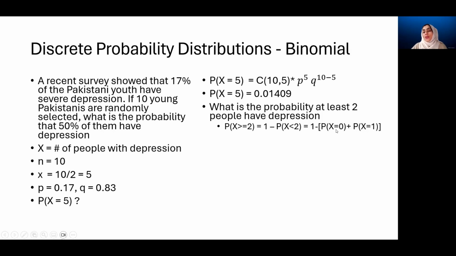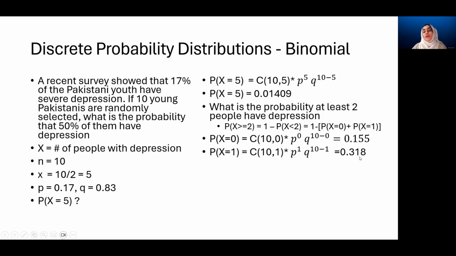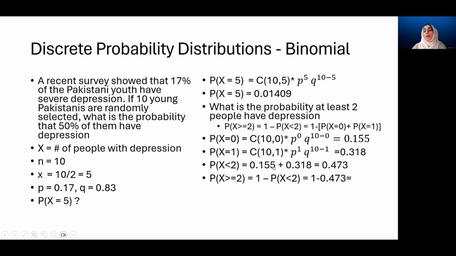So here you see we need to find 2 probabilities: P of X equal to 0 and P of X equal to 1. P of X equal to 0 comes out to be 0.155, and P of X equal to 1 comes out to be 0.318. We add these probabilities together and we get the probability for P of X less than 2 as 0.473. Now we can compute the probability of X being greater than or equal to 2 by using the law of complement, which gives us 0.527. So there's a 52.7% chance that out of these 10 randomly selected people, at least 2 of them will have signs of depression.